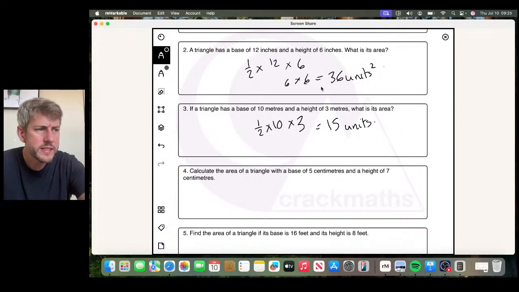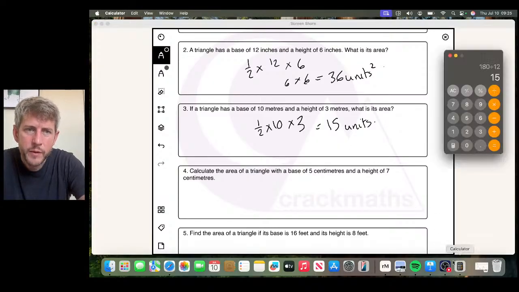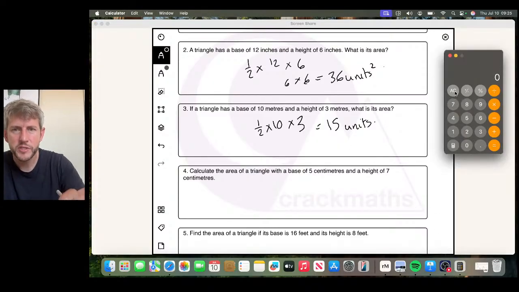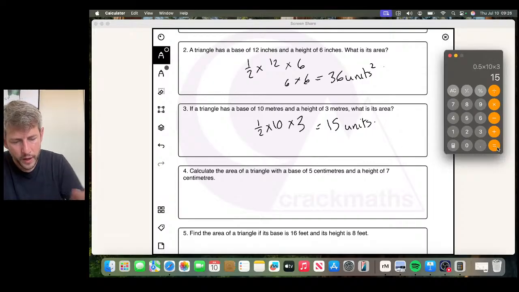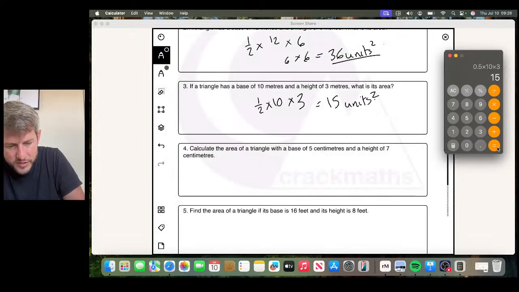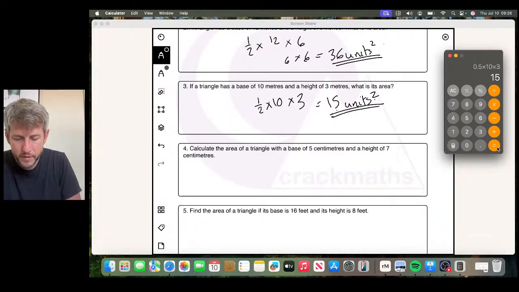Okay, if you were wanting to type these into your calculator and you weren't sure how to do the half, what we do is we just do 0.5 instead. So we'd just do 0.5 times 10 times 3 and get that there. Okay. Oh, and that's units squared. The squared is always important with the areas because areas are measured in squares. Okay. Calculate the area of a triangle with a base of 5 centimeters and a height of 7 centimeters.